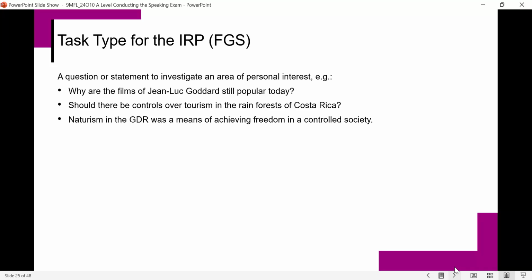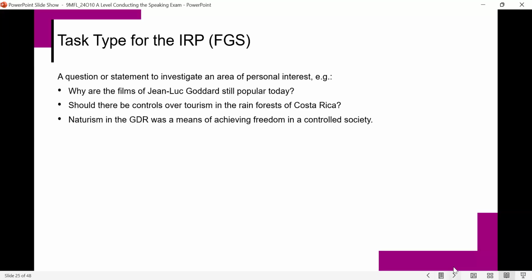So things like, why are the films of Jean-Luc Godard still popular today? Should there be controls over tourism in the rainforests of Costa Rica? Naturism in the GDR was a means of achieving freedom in a controlled society. So whatever they do, the title becomes a question or a statement. I find that titles that begin "how far", around the kind of wording of the questions that you see in paper 2 as well, can be quite helpful. So we need to have a sort of analytical focus.